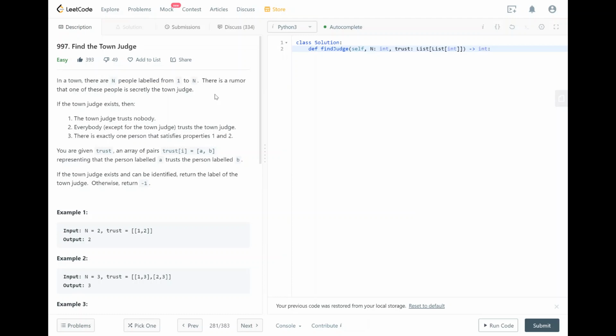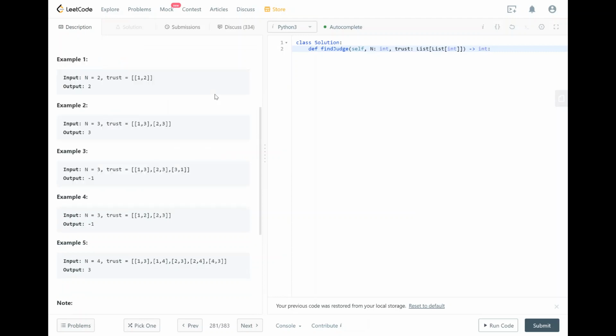You are given trust, an array of pairs such that trust[i] = [a, b], representing that the person labeled a trusts the person labeled b. If the town judge exists and can be identified, return the label of the town judge. Otherwise, return -1. Looking at some examples here, we see example 1, the input is n equals 2, trust equals [[1, 2]], and the output is 2.